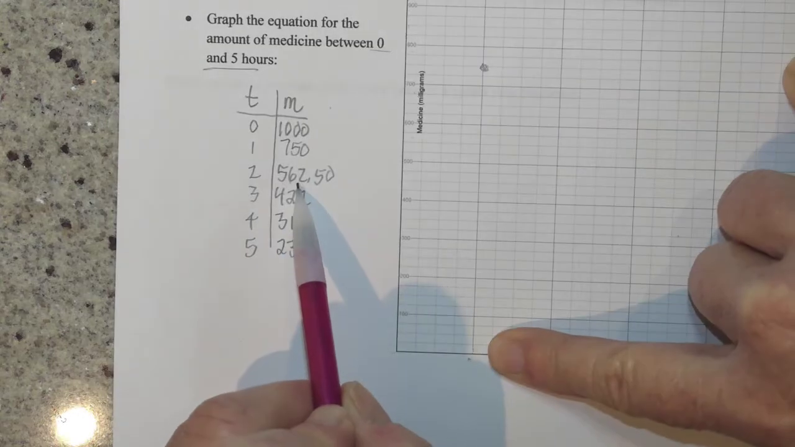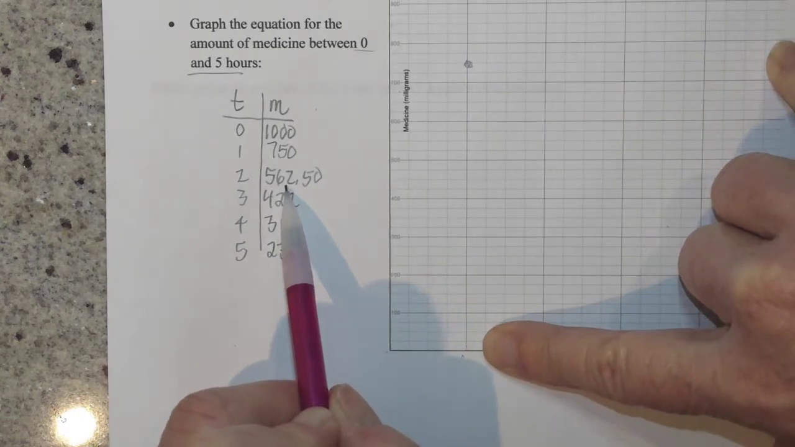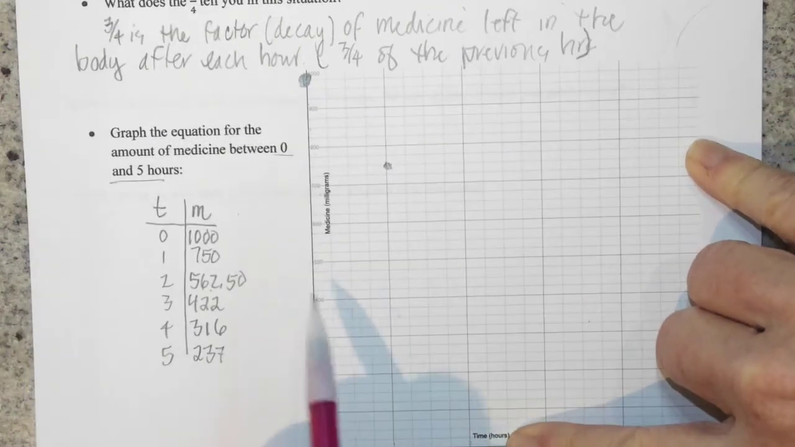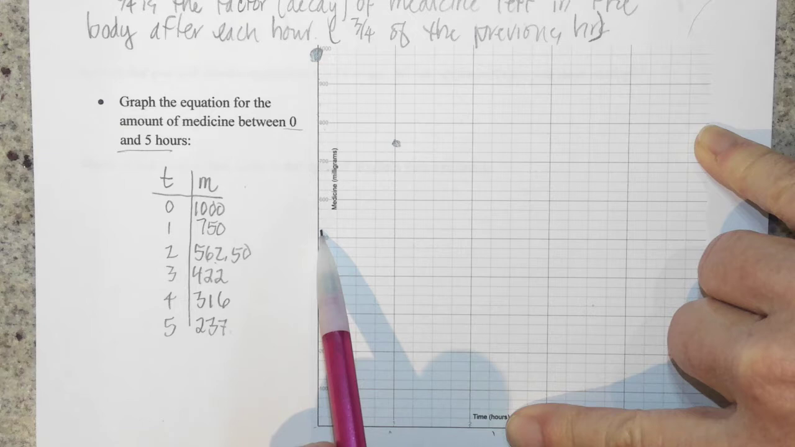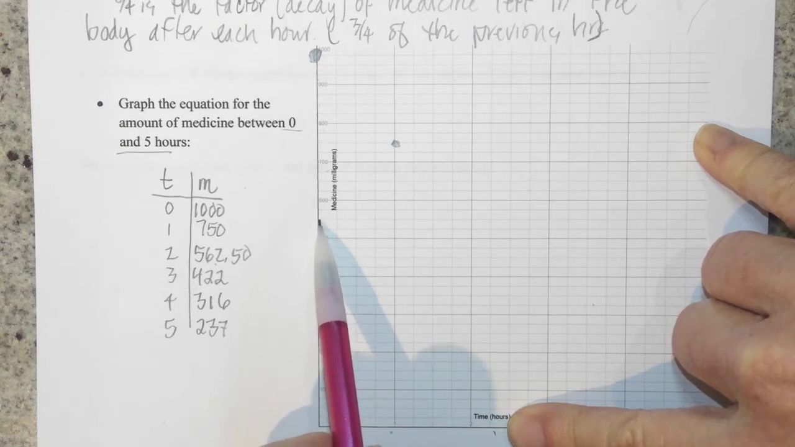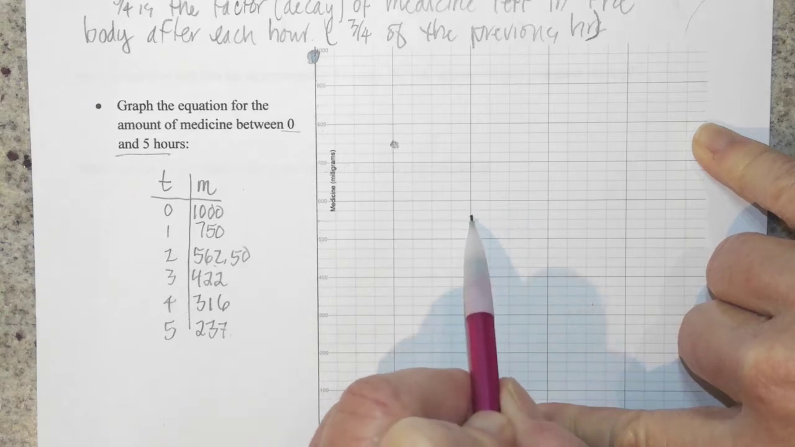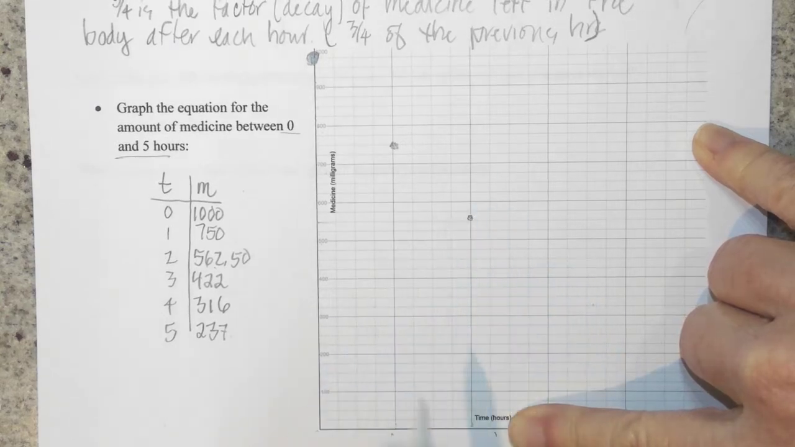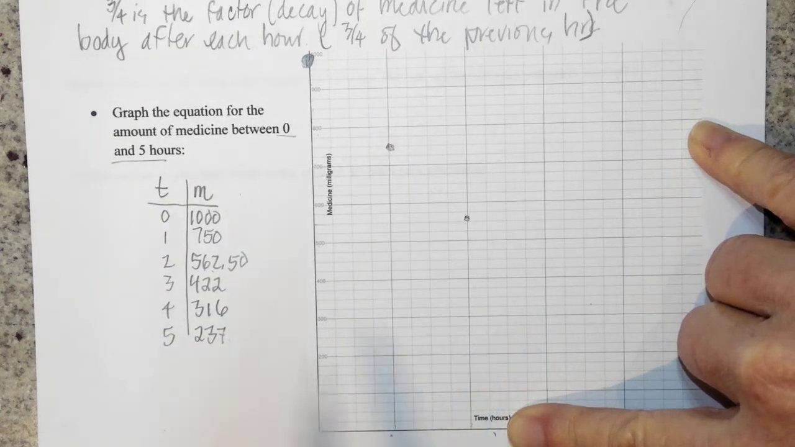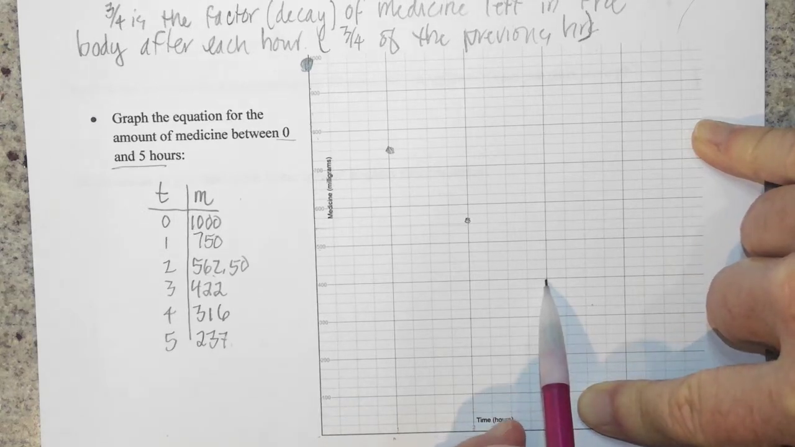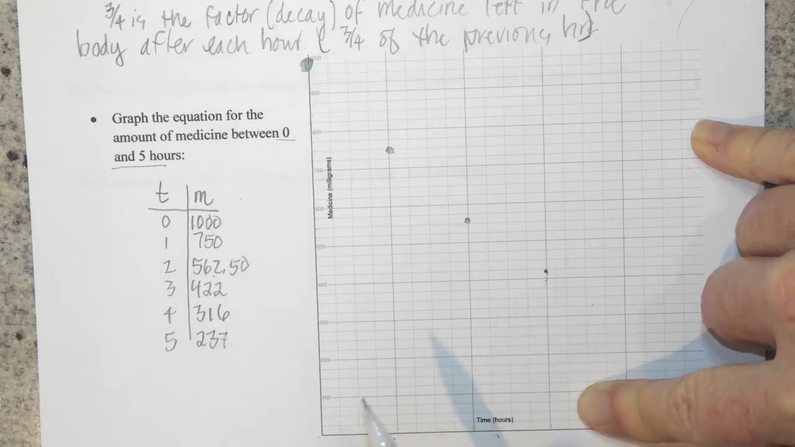Then this one I have to eyeball. It's going to say 562, so 563. So I'm going to go 2. I'm going to go up to 5. Let's see, there's 500, 525, 550. So I need to go just a little bit above that. So just a tad above that, about right there. And then I'm going to do the next one. 3 and 421 or 422. So 3 and 400, 425 is right there. So just a shade under the 425.